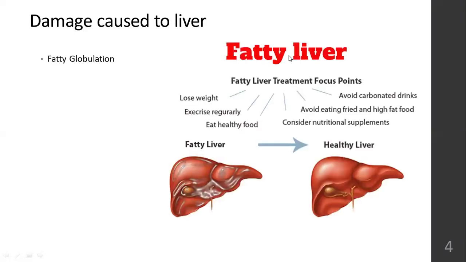So first is fatty globulation, or fatty liver, we call it fatty liver as well. Fat gets deposited on the healthy cells of the liver. The cells of the liver are called hepatocytes. Non-alcoholic fatty liver is majorly hereditary.